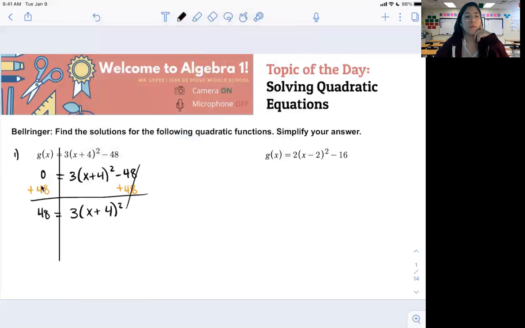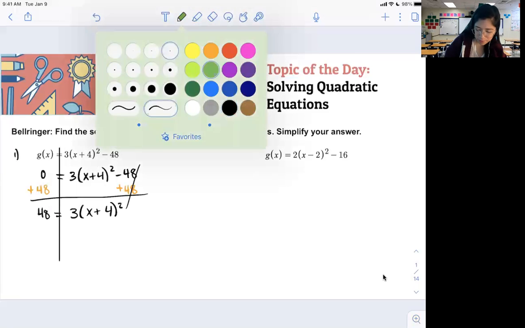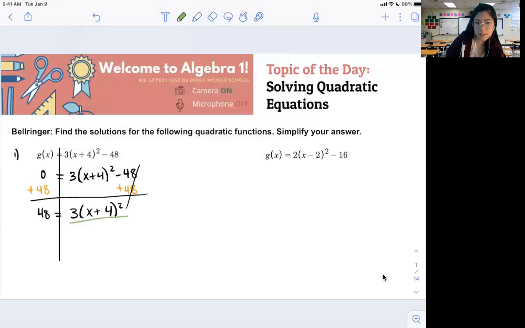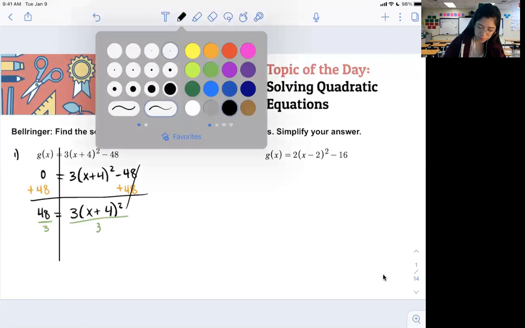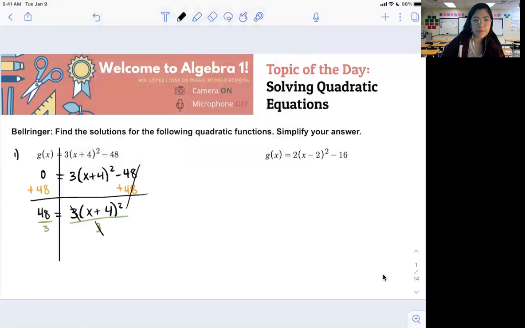Okay, cool. Now what? There you go, Gary. Now we divide. What am I dividing by? Dividing by 3. What's 48 divided by 3? 16. Okay. Oops. Yeah, you gotta be careful with those math.